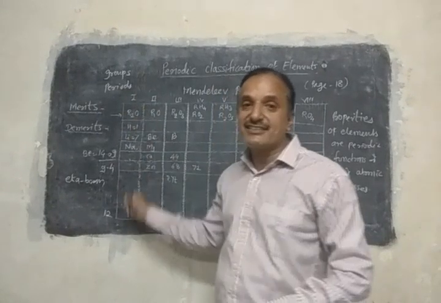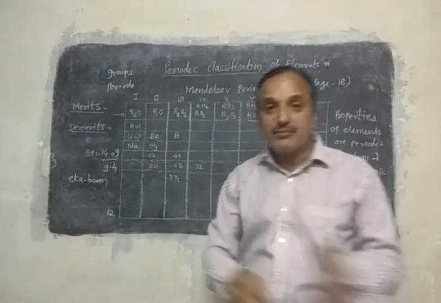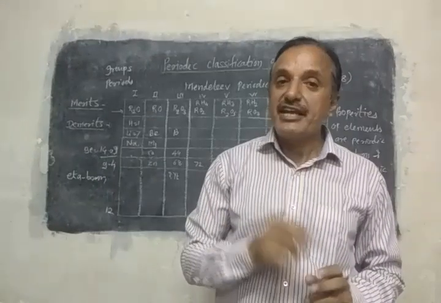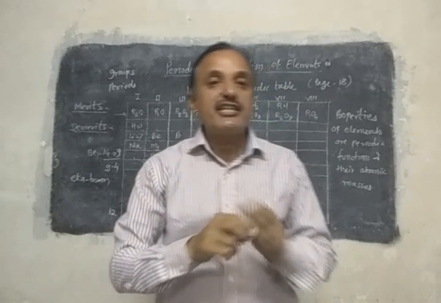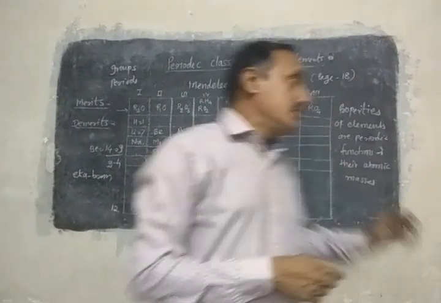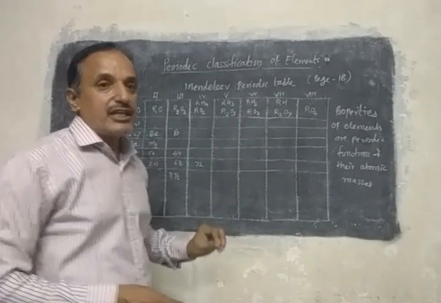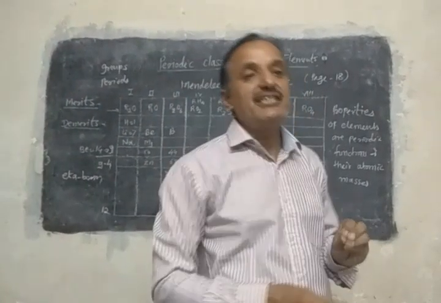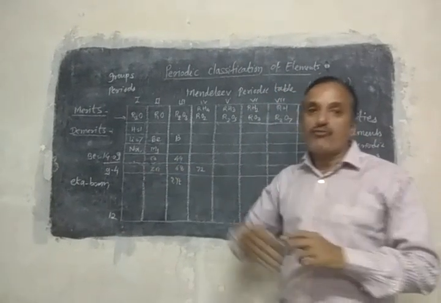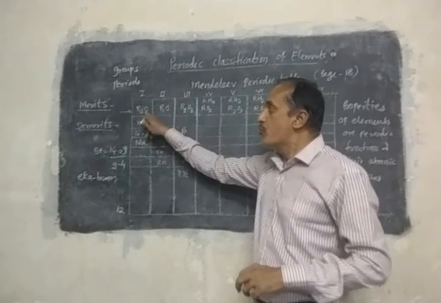So there are 8 groups and 12 periods in the table. You can see this table on page number 18. In that table you can see the elements are placed. Now, when he was placing the elements, he found the correct atomic masses of the elements by performing some reactions, and then according to molecular formula.